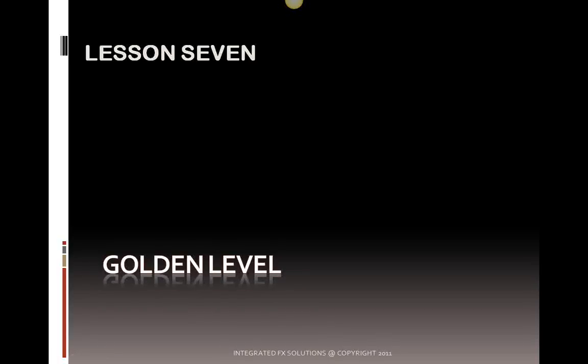The title of lesson 7 is Golden Level. At the end of this lesson, we should be able to identify golden level. We should be able to possibly detect price action at golden level.